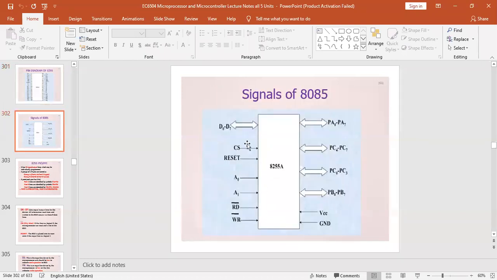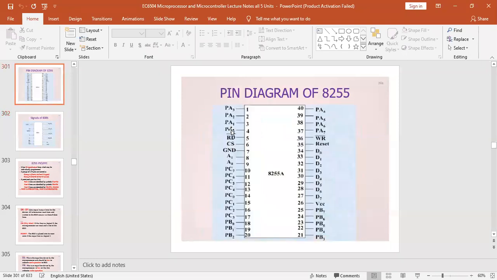This 40 pin IC consists of D0 to D7, that is data lines. 8 data lines are there. And here we are going to use 3 ports: port A, port B, and port C. Each port is having 8 bits. Port A0 to port A7. Likewise, port B0 to port B7, and port C0 to port C7. So totally 24 pins are used for these ports in this 8255.